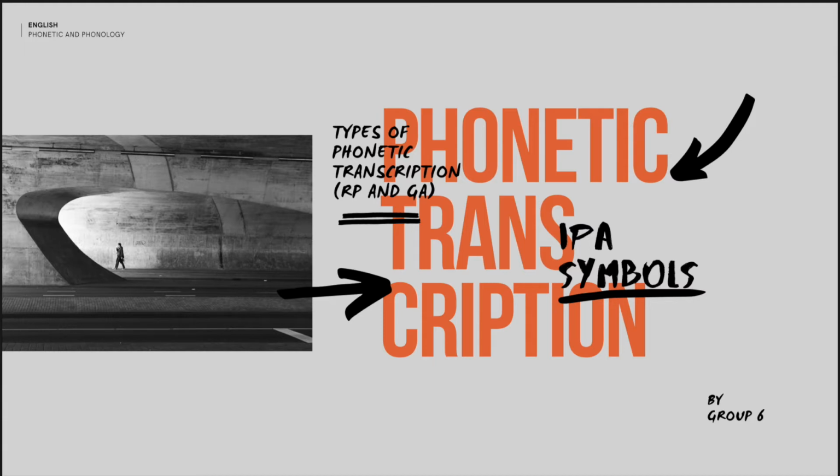By this chance, we would like to talk about phonetic transcription. There are three materials that we would like to explain, such as what is phonetic transcription, IPA symbols, and types of phonetic transcription, such as RP and GA.